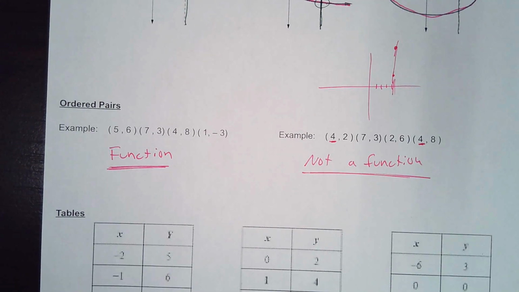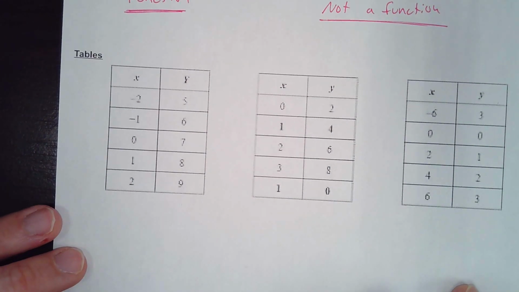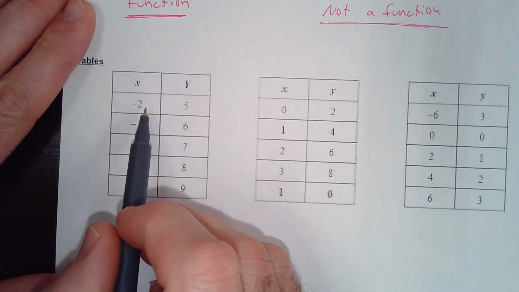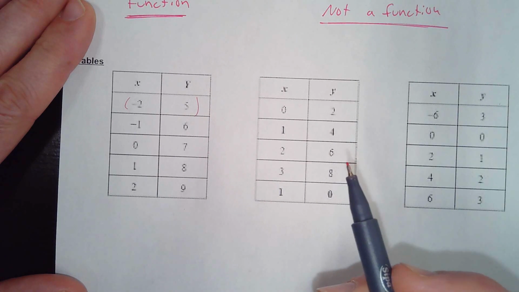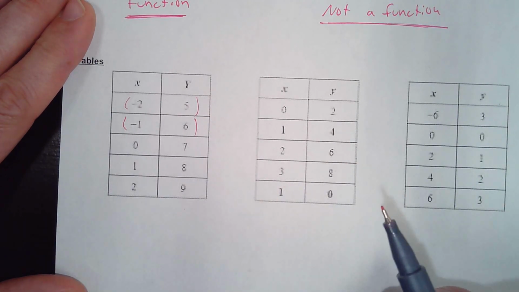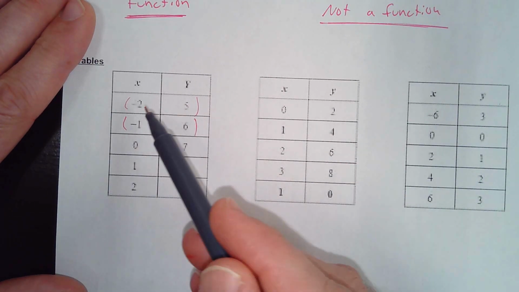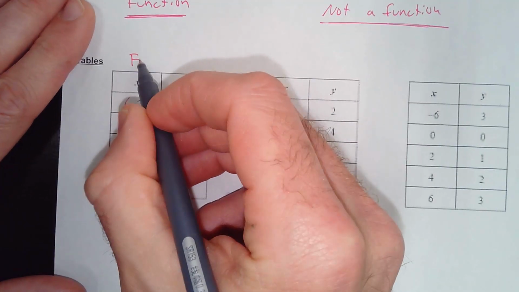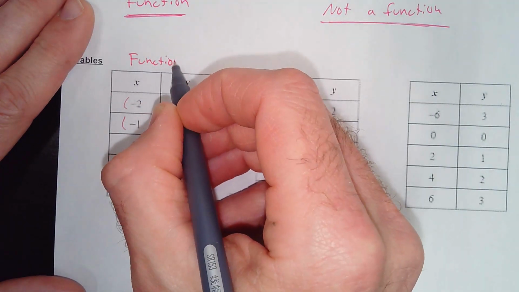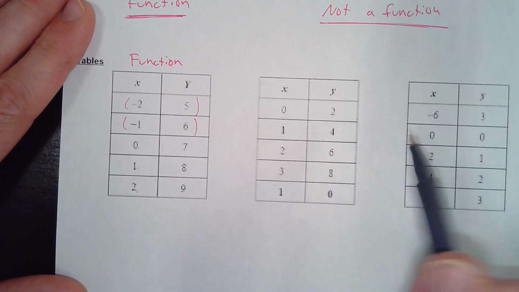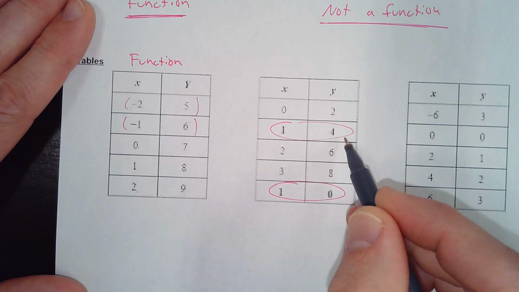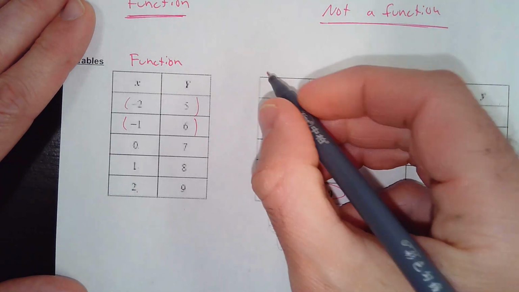All right, and our last one here is looking at tables. In a table, it's the same thing as ordered pairs. It's just, this is your ordered pair, right? -2, 5, -1, 6. So look, does my x value repeat? No, so that's all I care about, function. Does my x value repeat? Yes. And my y values are different, so that is not a function.